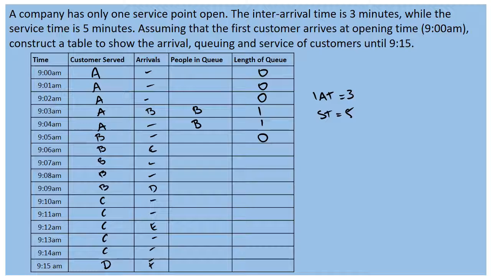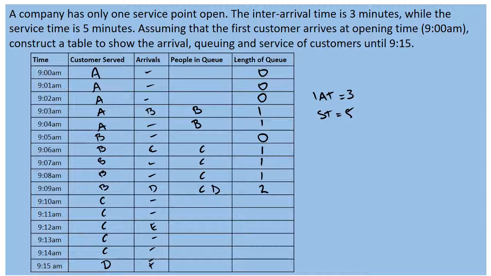Let's have a look at 9:06. At 9:06, who's in the queue? Well, customer C has just turned up, so the length of the queue is 1. And let's have a look here. People in the queue: C's still in the queue here until it gets served here. But if we have a look here, customer D is in the queue at 9:09. So the length of the queue is 1 until we get to 9:09 where there are 2 people in the queue.